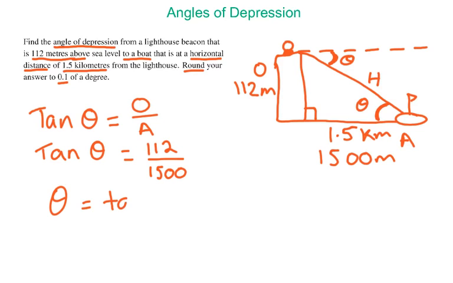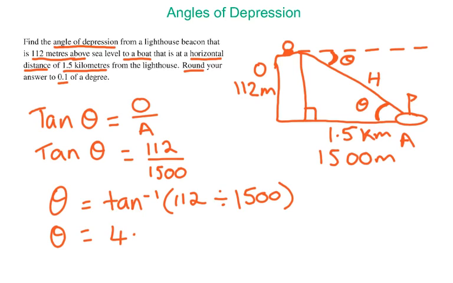So tan minus 1, bracket 112 divided by 1,500, and then we want the answer to the 0.1 of a degree, so this will be 4.3 degrees when rounding correctly. And that is my angle of depression.